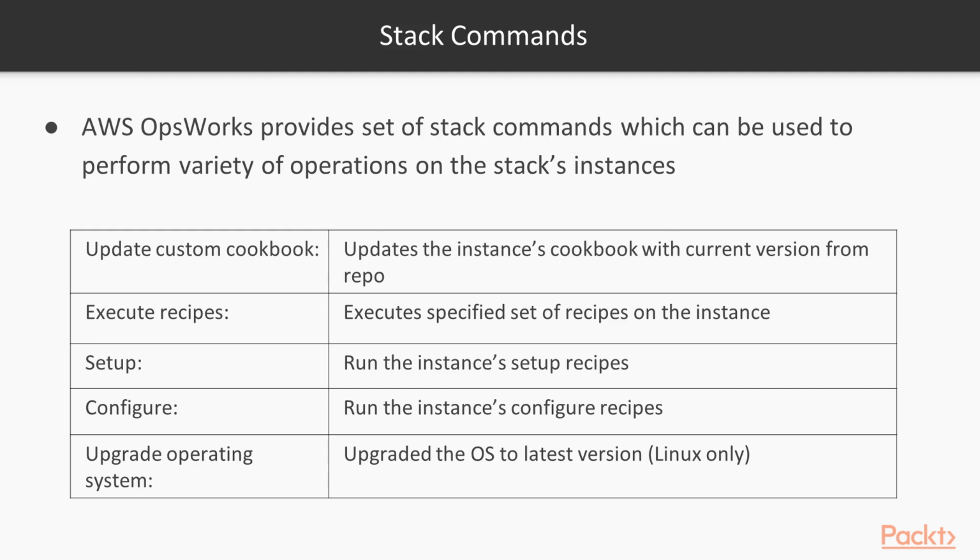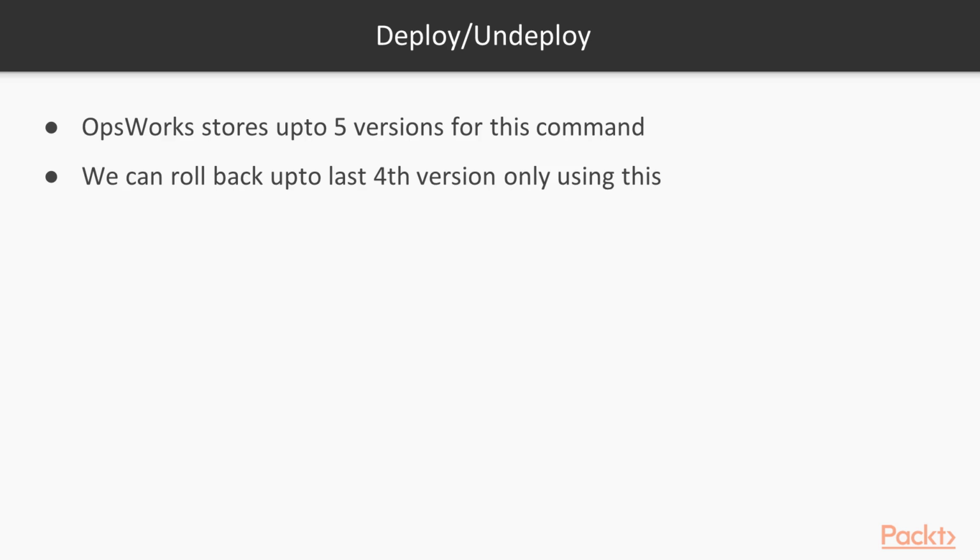Before we conclude the lecture, one more important thing I wanted to show is that when you talk about deploy and undeploy, this would go up to 5 versions. Currently OpsWorks stores up to 5 versions within its stacks. So when you want to undeploy or roll back, you can roll back up to the last 4 versions of the software which was deployed. That is one important part that you need to understand.